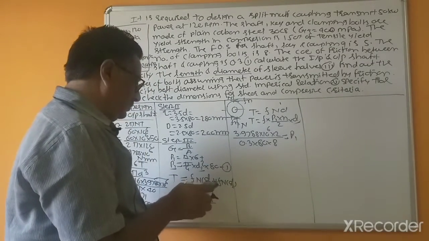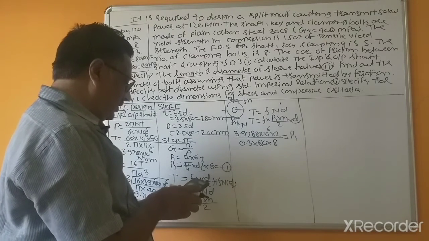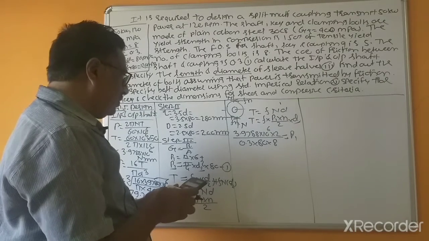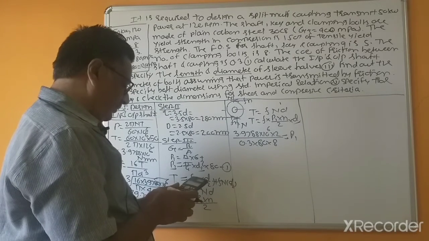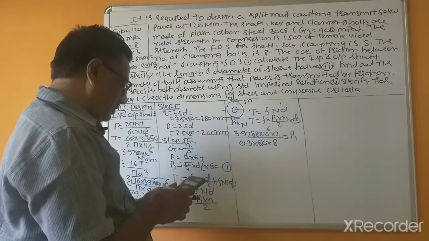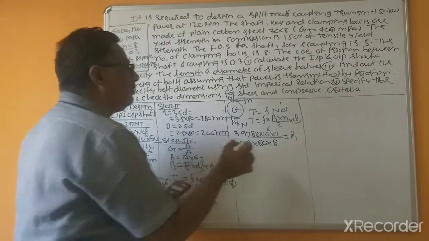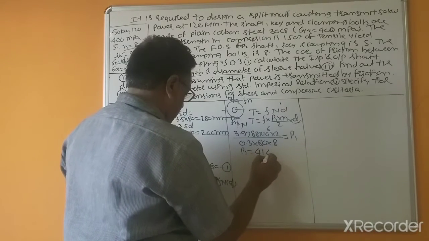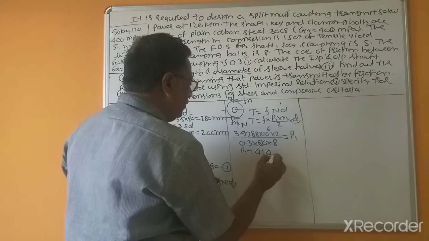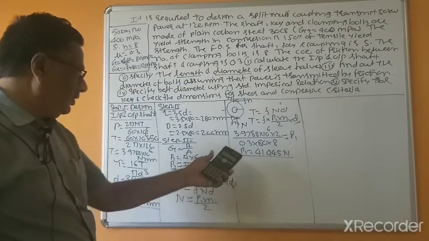P1 equal to 3.9788 into 10 to the power 6 multiplied by 2 divided by 0.3 divided by 80 divided by 8, and this is P1 directly. P1 equal to 41,445 Newton.